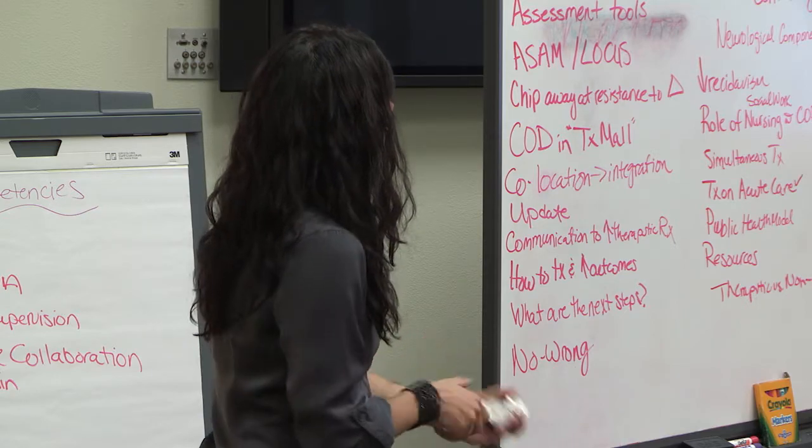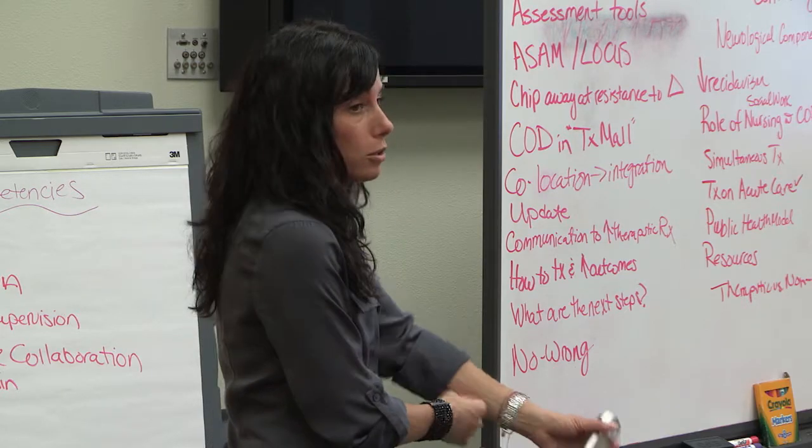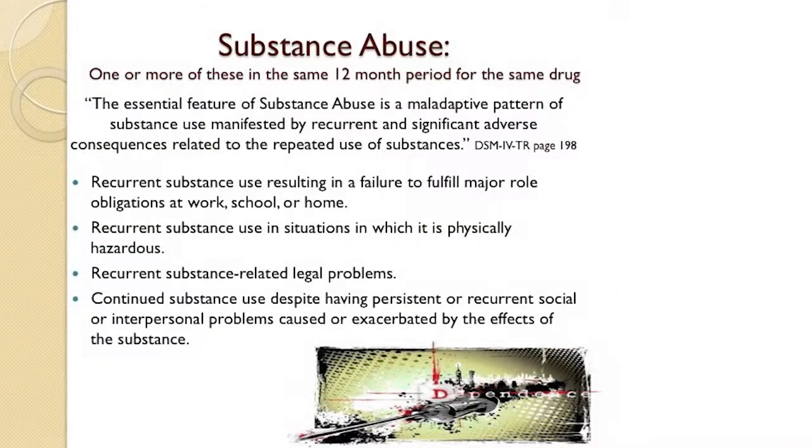Okay. So this is what substance abuse used to look like. One or more of these in the same 12-month period for the same drug. The issue here that they have taken out is the recurrent substance-related legal problems. Why? Not everybody who has a substance dependence issue has legal problems, and legal problems are not necessarily contingent upon someone having a disorder or not.